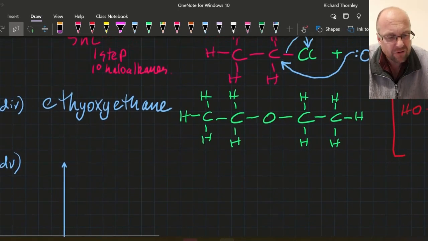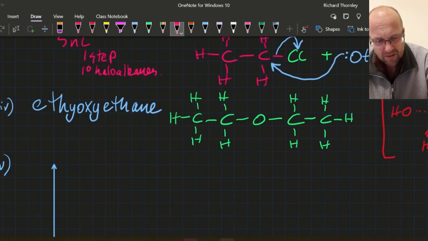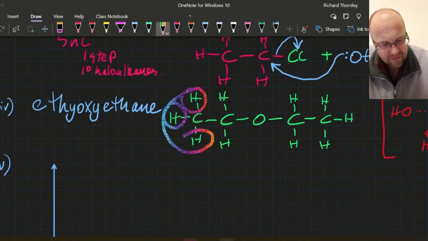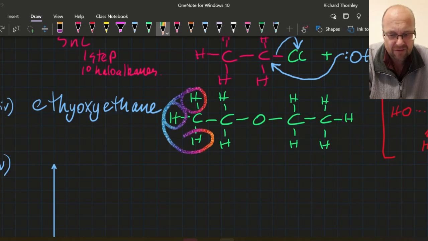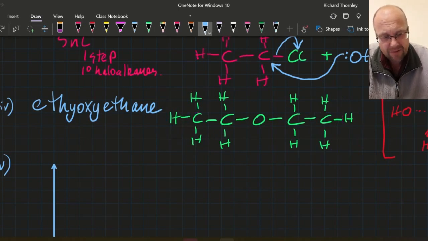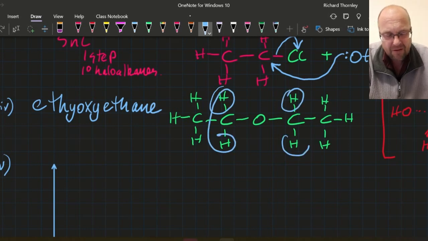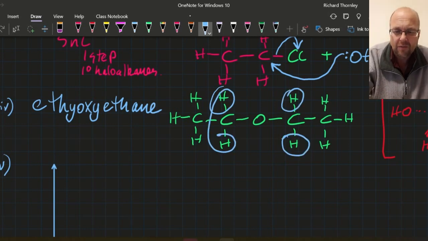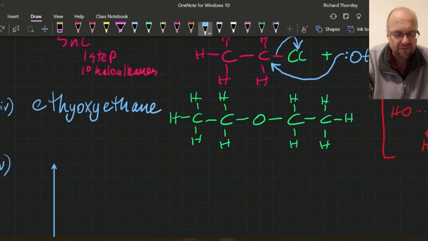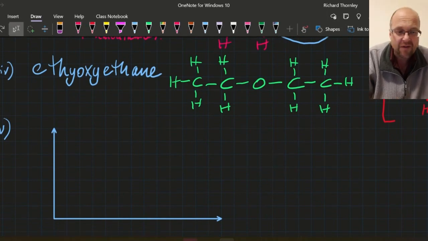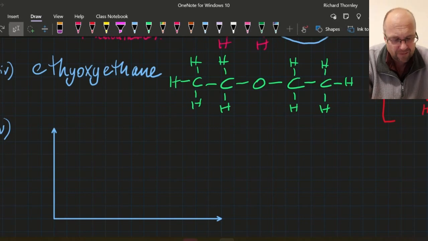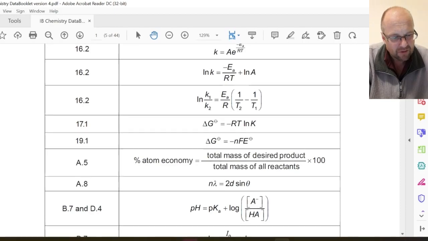Okay, so how many hydrogen environments? I see 2 hydrogen environments. This, that, and that. So that's a hydrogen environment there with 6 hydrogens. And that leaves me with this, and this, and this, and this. You have to look at my video on hydrogen environments if you can't follow what's going on. So there should be 2 peaks. One's going to have an area of 6 and one's going to have an area of 4, so 6 to 4. Now where am I going to put those 2 peaks? Let me take a look at the data booklet.